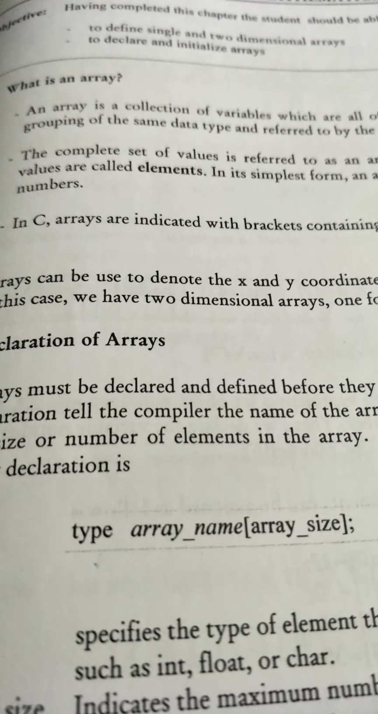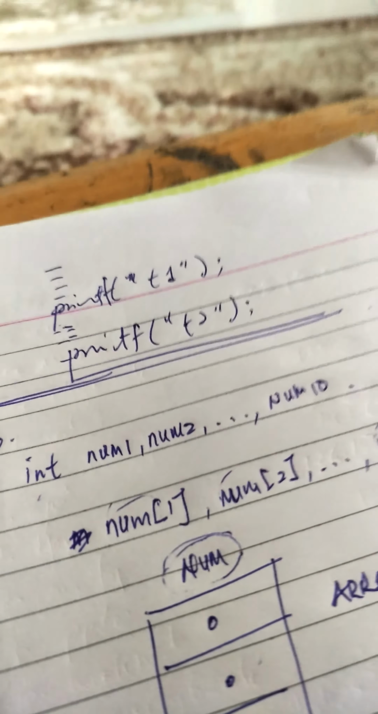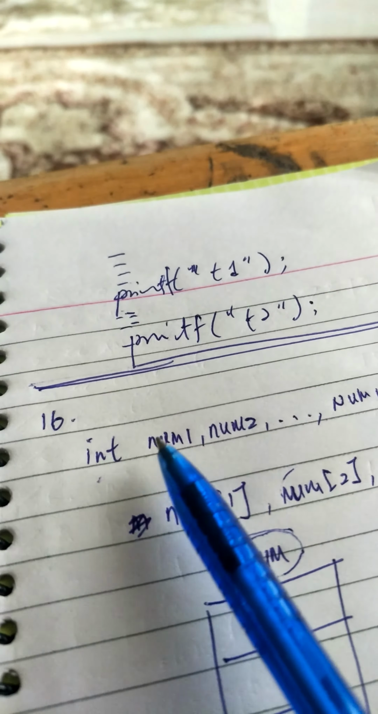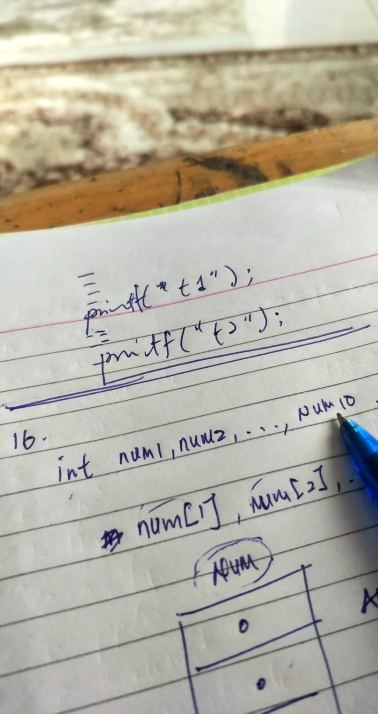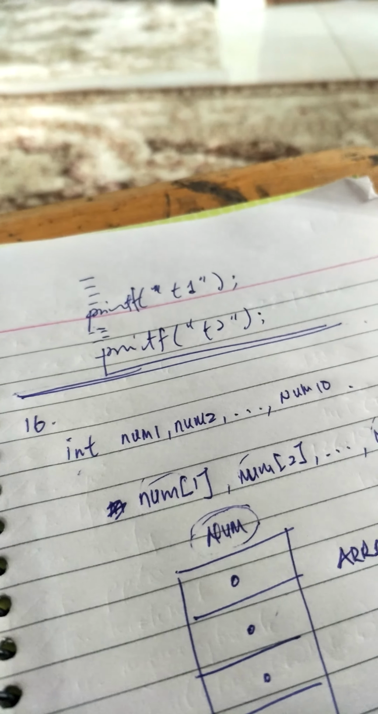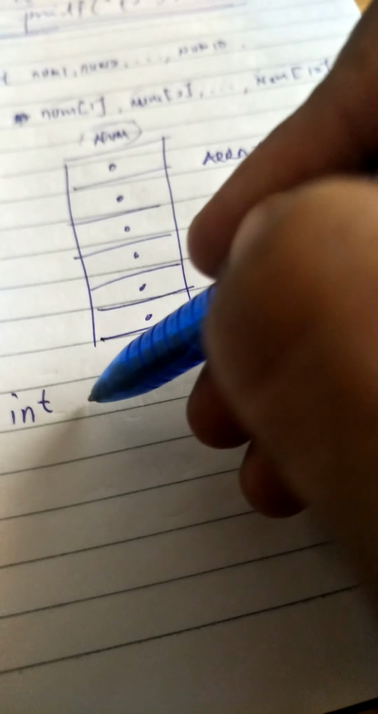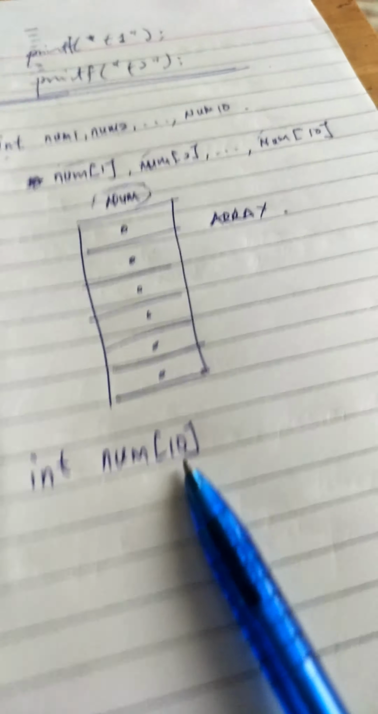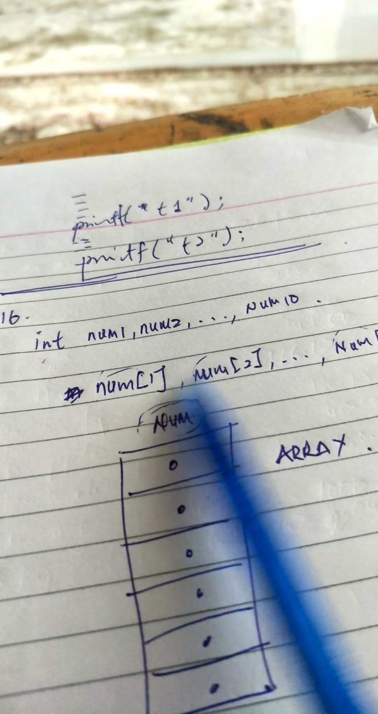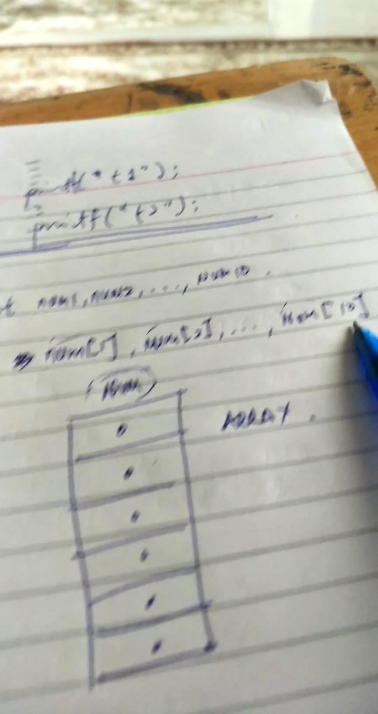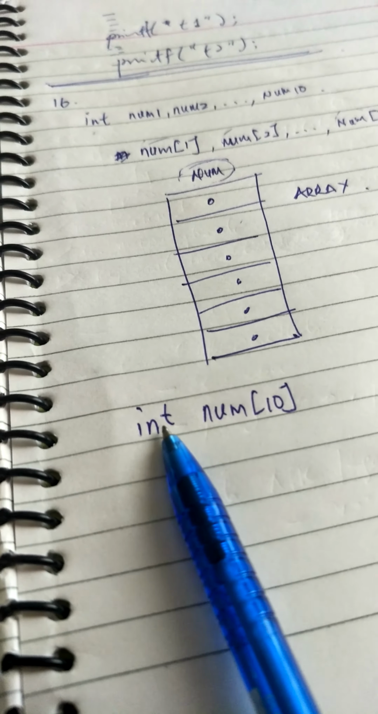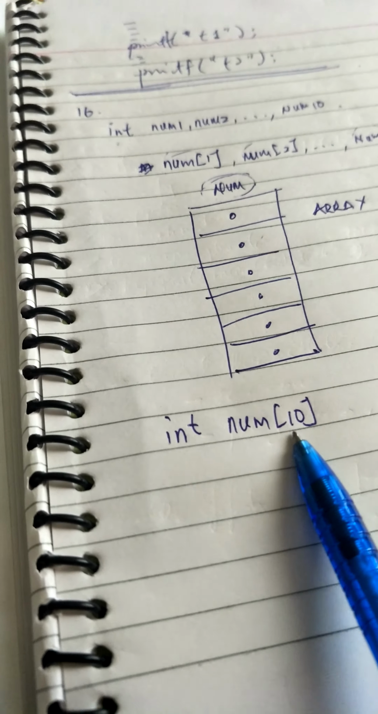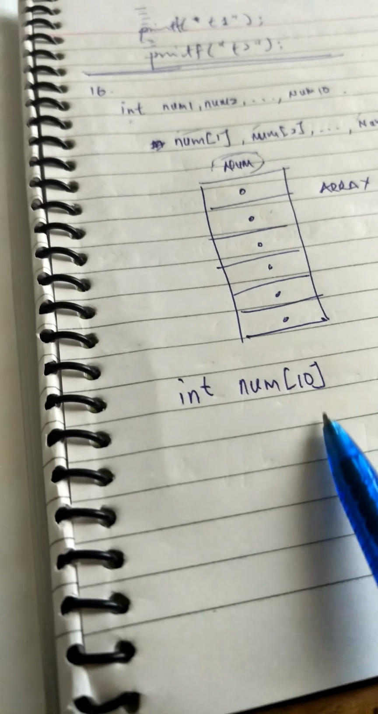So if you go to my example here, if all these are integers, I can declare that as integer num with 10. But remember that in my case here, I put it 1, 2, 3 up to 10. All right. But in C, the subscript begins with 0. Yeah, the subscript begins with 0.